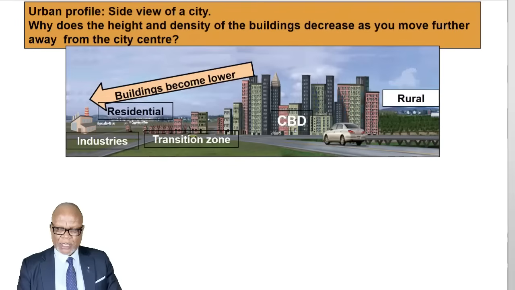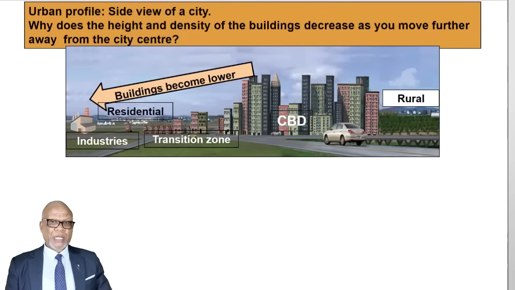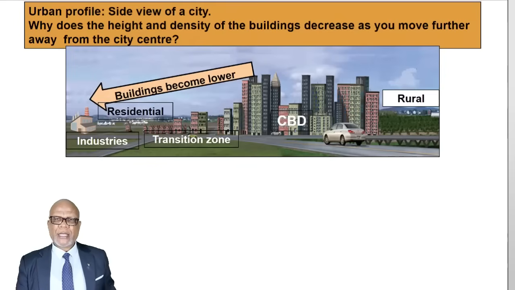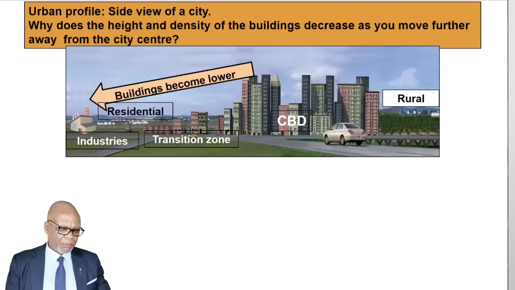You cannot buy large land. But when you're moving away from the city center, the land becomes cheaper. That is why you can buy a larger land and build horizontally and not vertically, because the land is cheaper there.